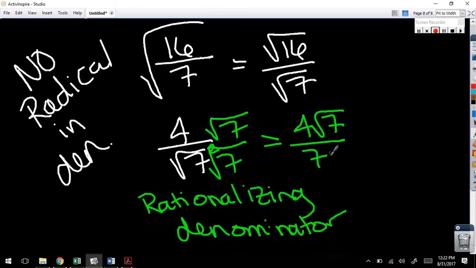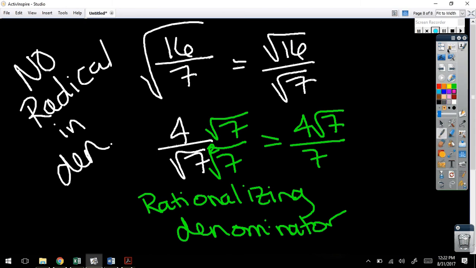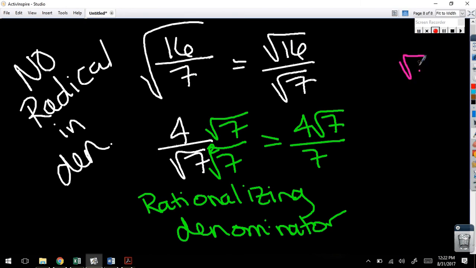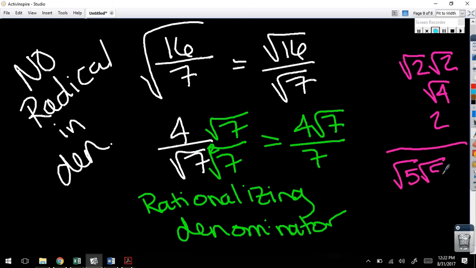Think about it. The square root of 2 times the square root of 2 would be the square root of 4, which is 2. Right? The square root of 5 times the square root of 5, I can put them together and get the square root of 25, which is 5. When I multiply it by itself, does that make sense? Yes.